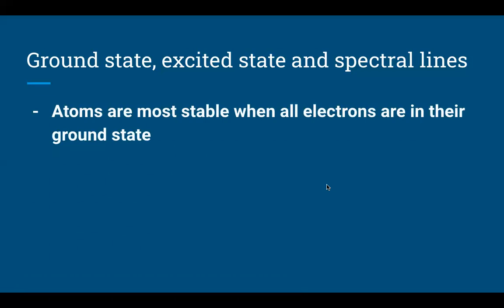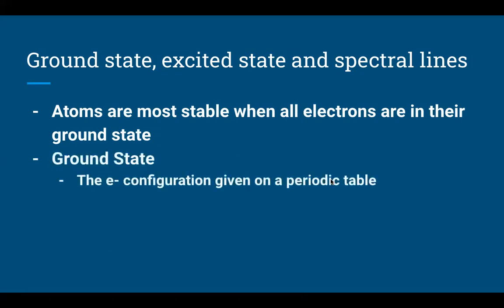Important to note that atoms are stable when all their electrons are in the ground state. So they are the most stable when all electrons contained within the atom are in the ground state. Ground state would be the electron configuration that you find on a periodic table. And like I said, I may try to find y'all one that's good quality that I can print with those configurations on it, so you can have access to that.